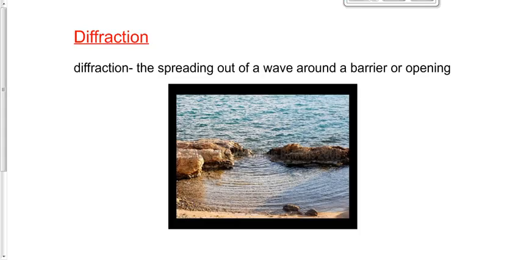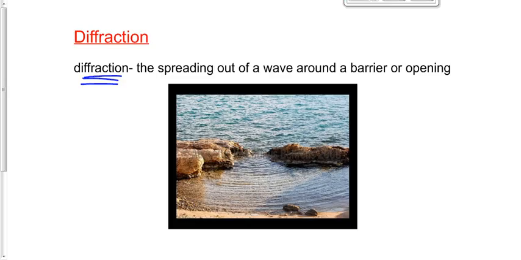We introduced this unit a couple of weeks ago. We said there were 4 properties of waves that were exhibited by electromagnetic radiation. One of those properties of waves was diffraction, and we defined that as the spreading out of a wave around a barrier or through an opening.